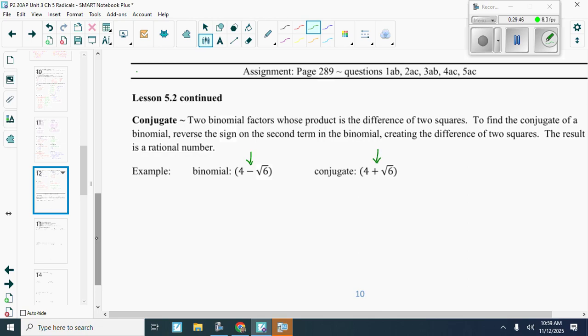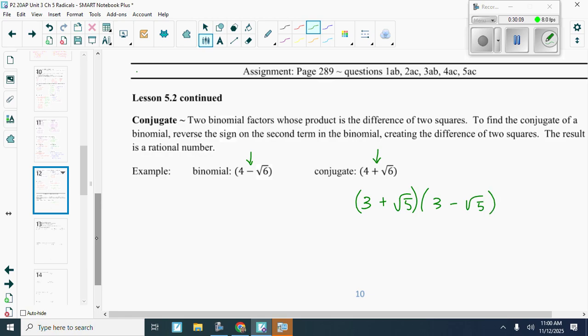If I gave you 3 plus root 5, and I said, what's its conjugate? You would tell me what? Yeah, exactly. Not a trick question. It would be 3 minus root 5.